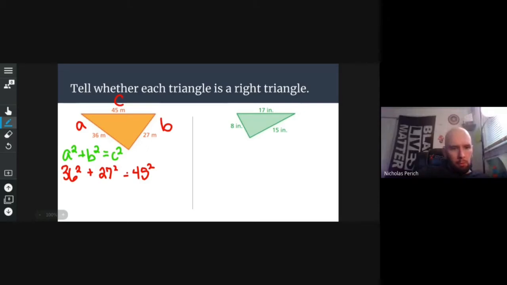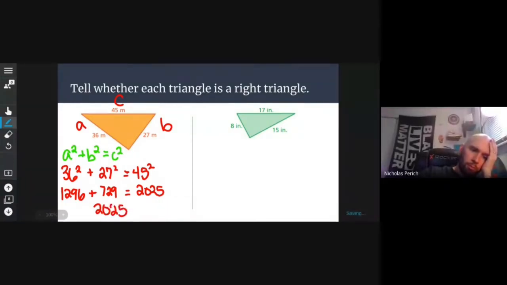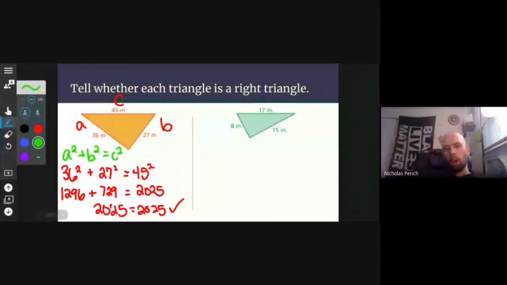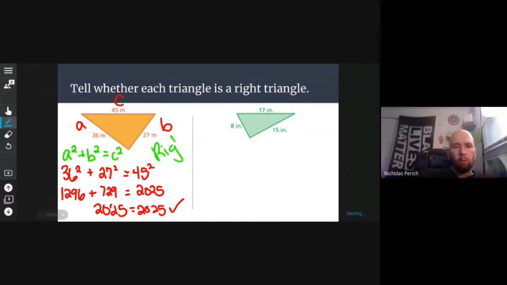36 raised to the second power is 1,296. 27 squared. 27 raised to the second power is 729. 45 squared. 45 raised to the second power is 2,025. 1,296 plus 729. It's 2,025. So since those two numbers match up, what we have is a right triangle. So yes, this is a right triangle.